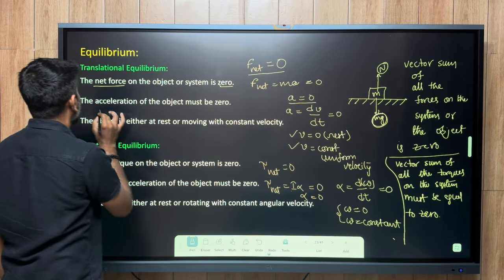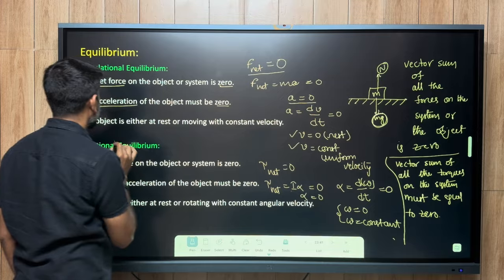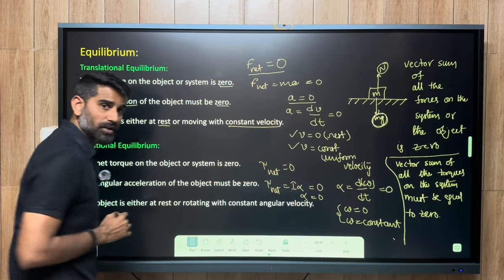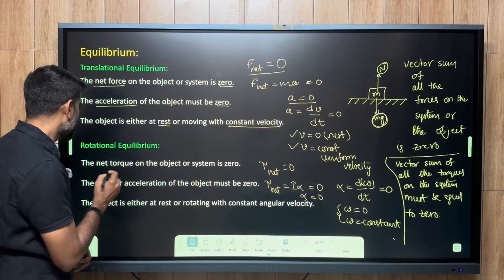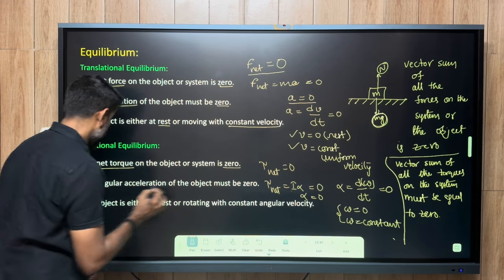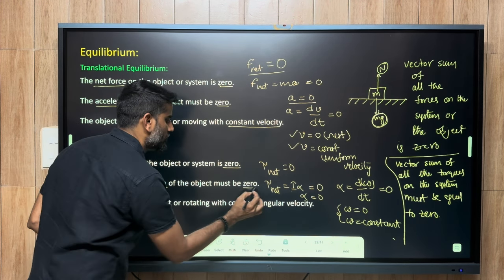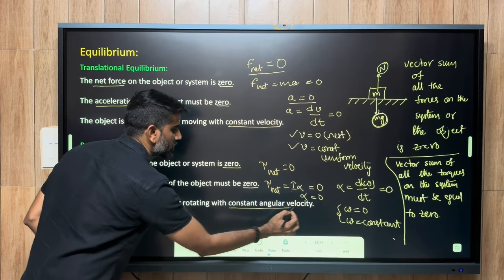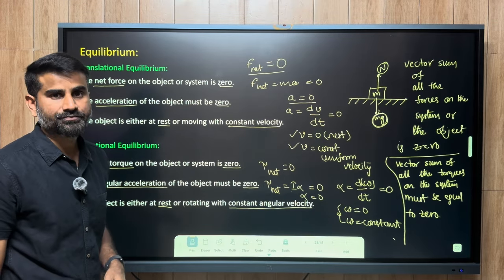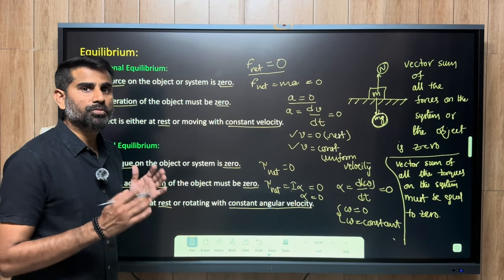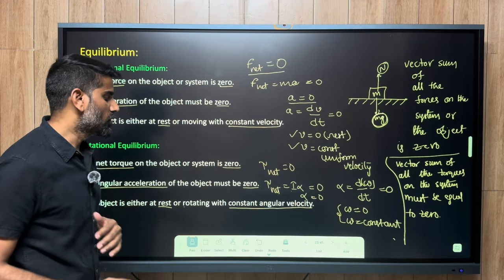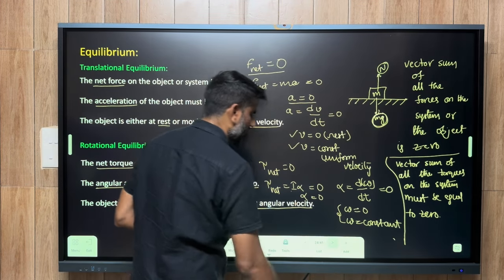Net force on the system is 0, acceleration of the system must be 0, and the object is either at rest or moving with constant velocity. Similarly, for rotational equilibrium also, net torque is 0, angular acceleration is 0, and the object is either at rest or rotating with constant angular velocity. Right? Hope you have understood the explanation about this slide. Let's move on to the next slide.